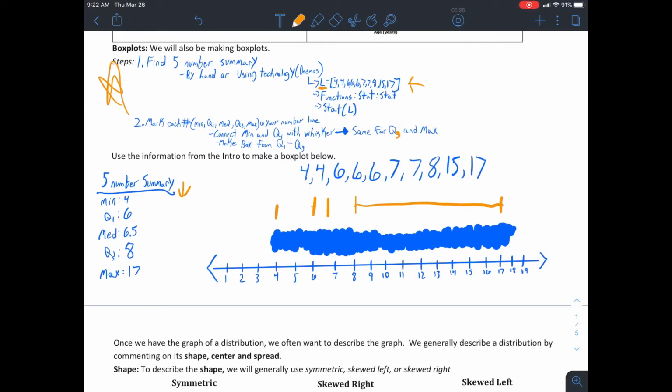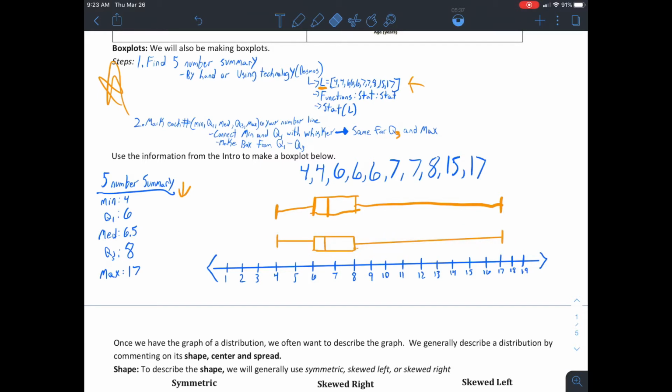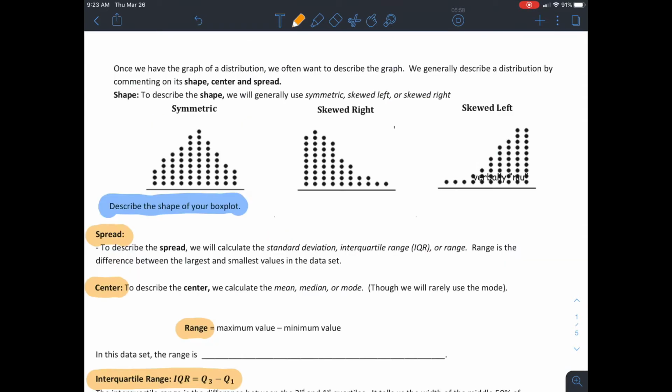Connect Q3 and max, connect minimum and Q1, and connect Q1 and Q3 to create a box. So let's see if that looks like the key's answer. Mine does look like the key's answer. As you can see, each point is represented. We got 4, 6, 6.5, 8.